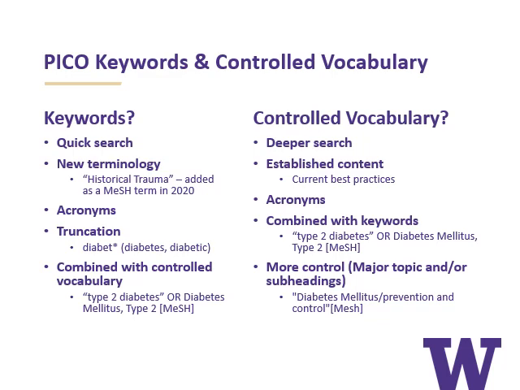When researching your PICO question, consider when to use keywords and when to use controlled vocabulary. Keywords are useful for a quick search, for new terminology, for acronyms, for truncation, but they can always be combined with controlled vocabulary. Controlled vocabulary allows for a deeper search. It searches established content. It's also helpful with acronyms, and it can be combined with keywords. Remember that controlled vocabulary offers more control.